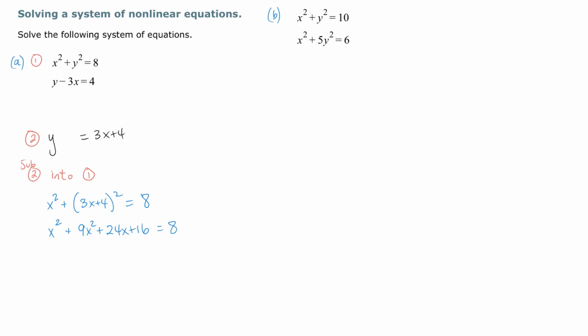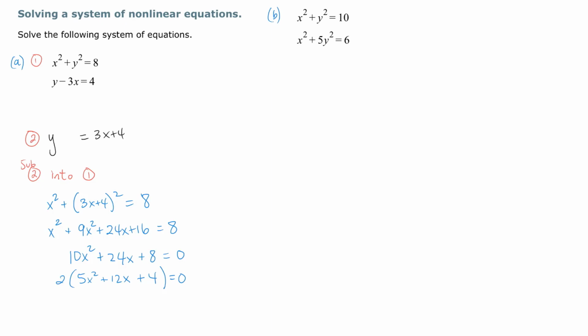Is equal to 8. And of course, for quadratic equations, we would like to set the equation equal to 0. So let's try 10x squared plus 24x plus 8 is equal to 0. There is a greatest common factor here, so let's factor out a 2. So we get 5x squared plus 12x plus 4 is equal to 0.